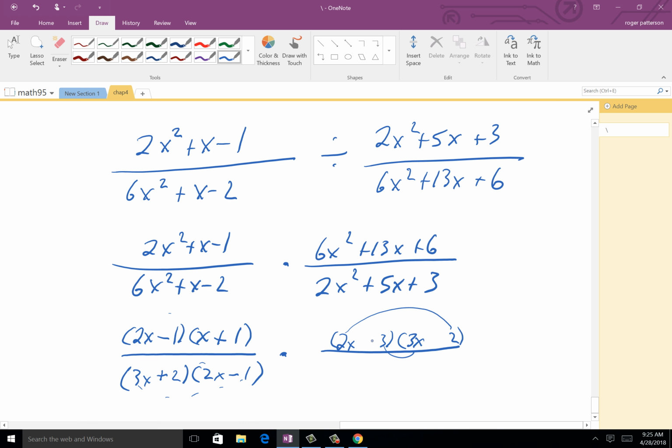And it's all positive, so we don't have to worry about signs. Okay, now we got the bottom one. This one I don't have any choice. I need a 1 and a 3, but I need to get a 5. So where's the 3 and the 1 going to go?